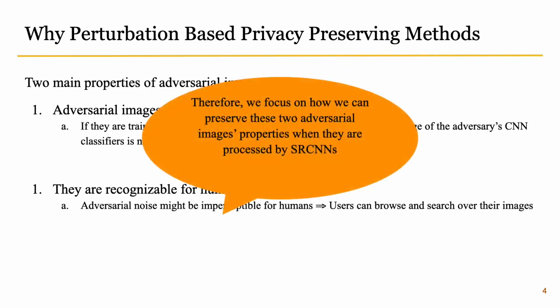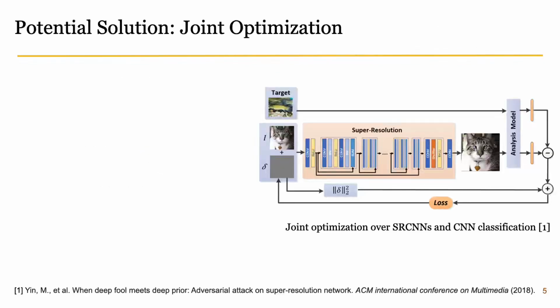As a result, we focus on how we can preserve these two adversarial image properties when they are processed by SRCNNs. Generating low-resolution adversarial images with these two properties is shown to be feasible by joint optimization. In this scenario, both the target SRCNN and classifier are known and their hyperparameters are available to users. Therefore, the user can learn adversarial low-resolution images with the property of fooling the target classifier. However, this scenario is not realistic since the user doesn't have any knowledge about the adversary's SRCNNs or classifiers.